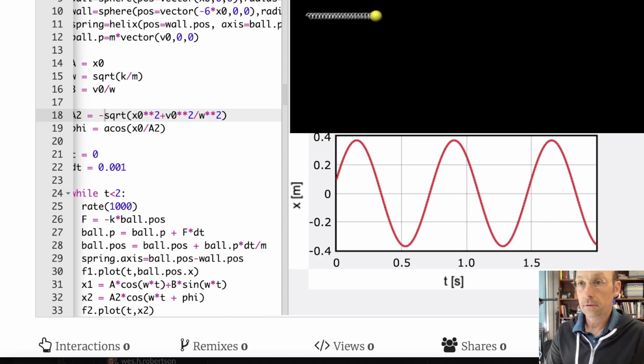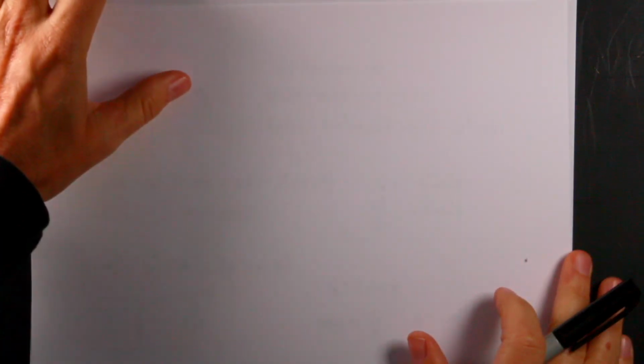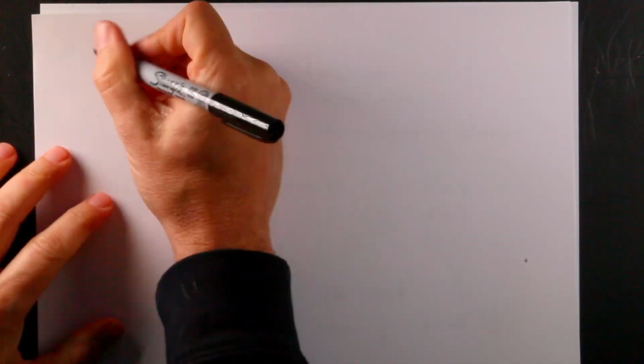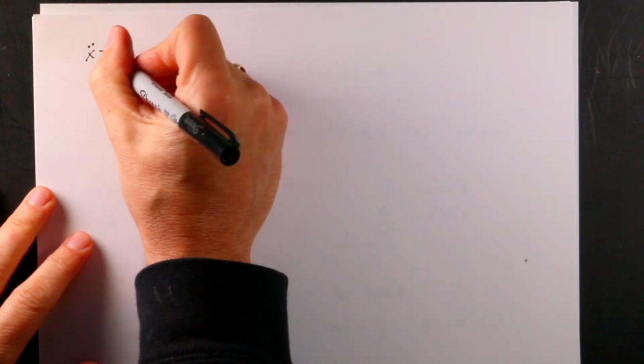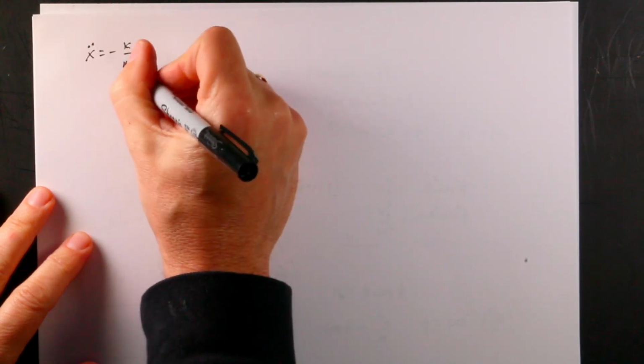Back to paper. So here we are. I'm going to write down the solution, the differential equation, and solve it. Oh, that's the wrong pen. That's the right pen. Okay, so we have this. My pen's dying. I might have to switch back to that other pen. I didn't like it, though. Okay, oh, here's another pen. Let's see how this one works. X double dot equals negative k over m x.